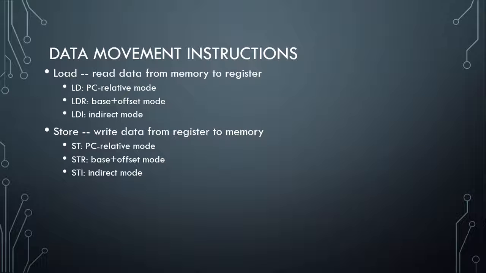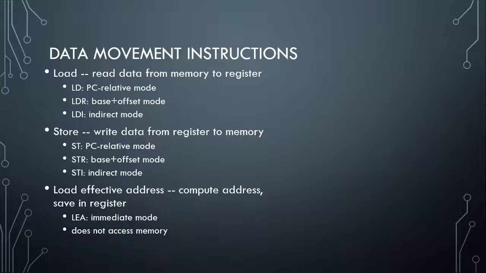So this is how you actually, if you want to store something out of the register and put it into memory, this is how you do it. There's the ST, which is, of course, PC relative, STR, which is base plus offset, and STI, which is indirect. And lastly, there's the load effective address, which computes an address and saves it in a register. You have the LEA, which is the immediate mode and does not access memory.